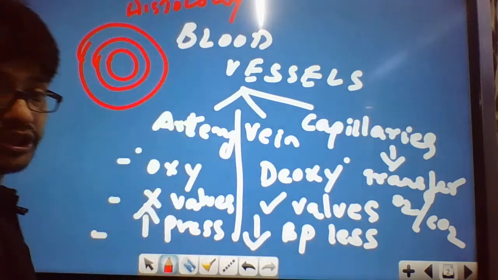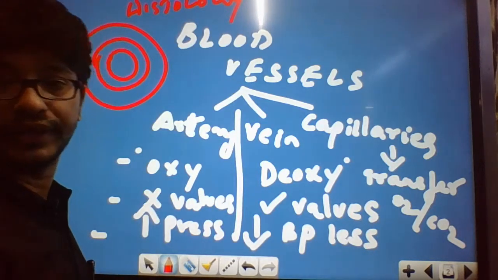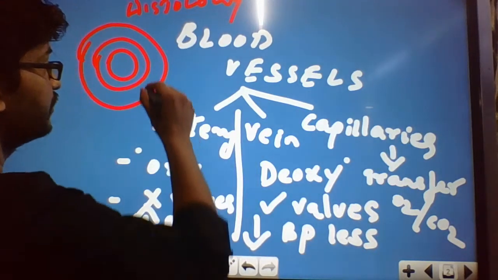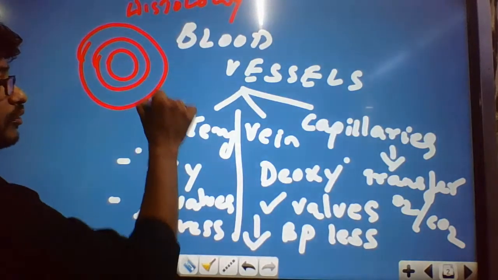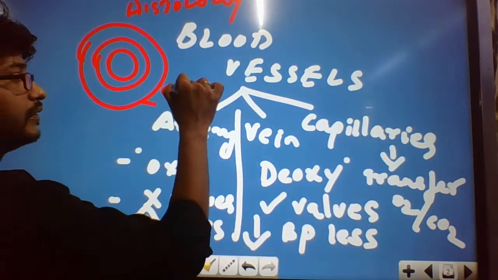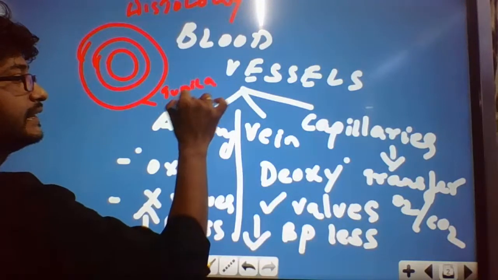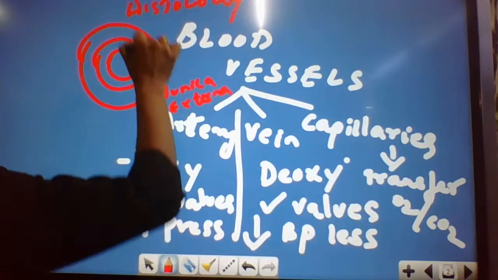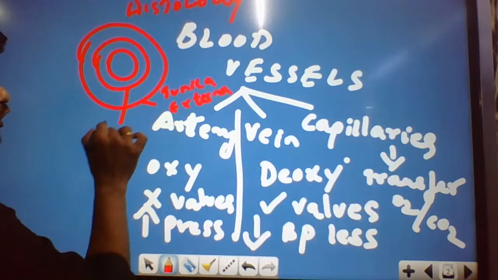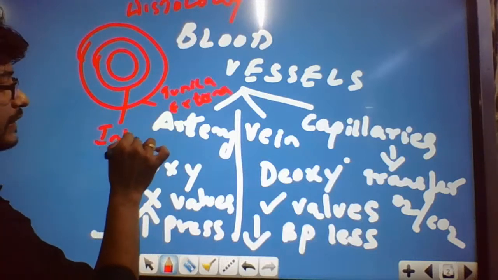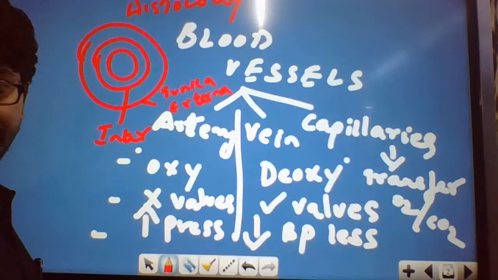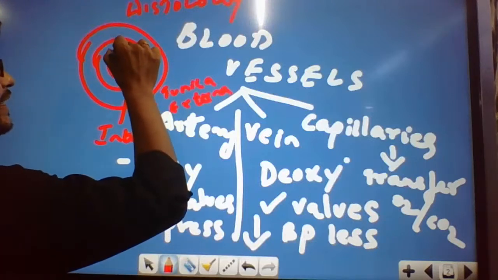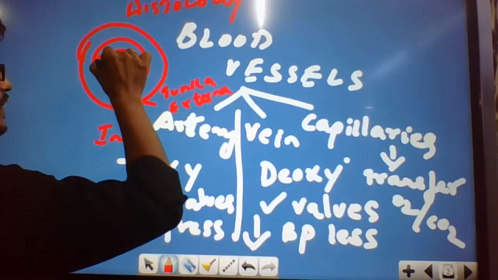The layer is called tunica. Tunica is the common name that we give for the layers. The outermost layer is called tunica externa. The middle layer is called tunica intermedia. And you could see the innermost layer here. You can see the innermost layer, right?